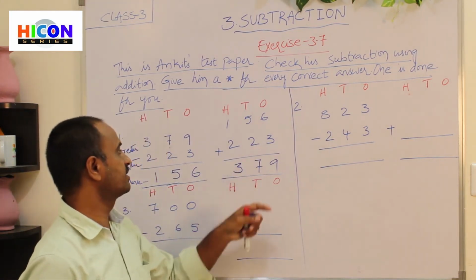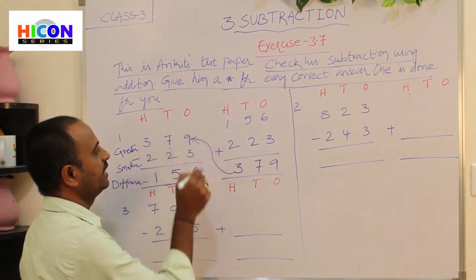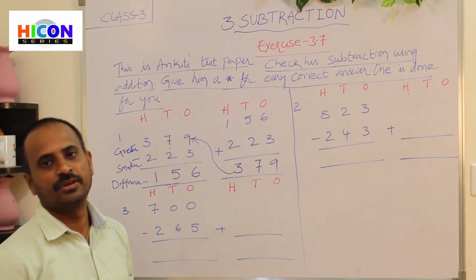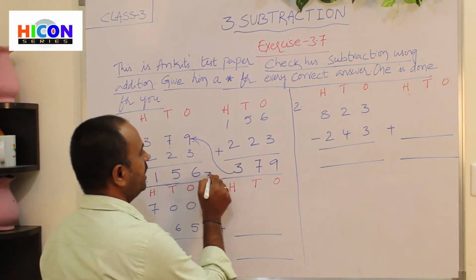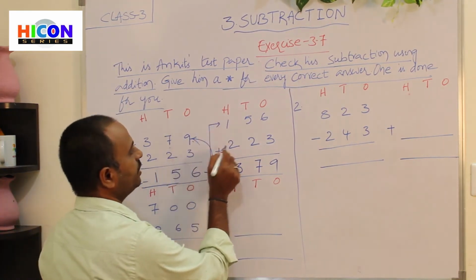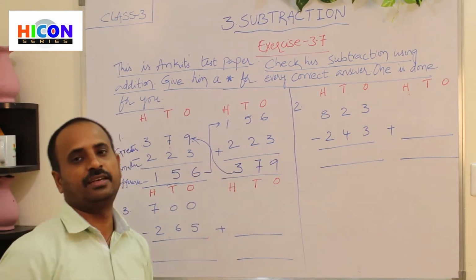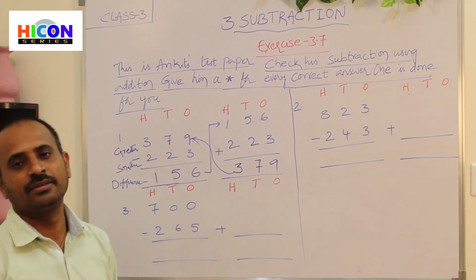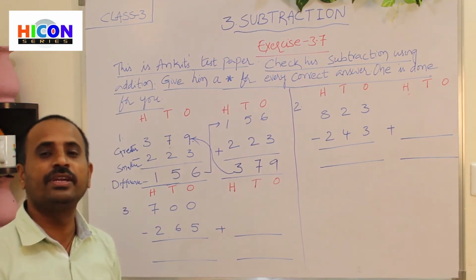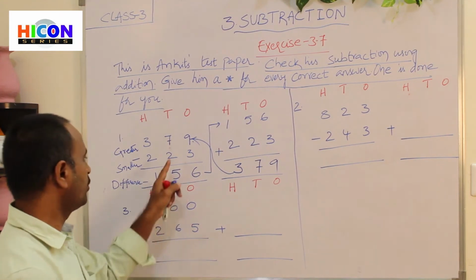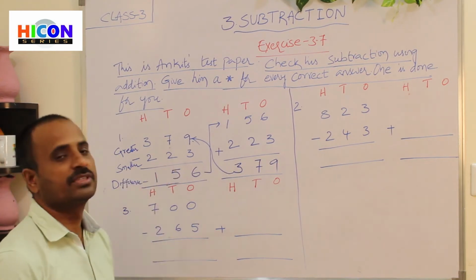We have got 379. That is the greater number in the subtraction. So 379 is the greater number in the subtraction. So our subtraction is correct. Here we have added the smaller number to the difference, and we have got the greater number. Then our subtraction is correct and our answer is verified. So in this way we can verify our subtraction by using addition. So while verifying or while checking, we have to add the smaller number to the difference, then we will get a greater number. So then our subtraction is correct.